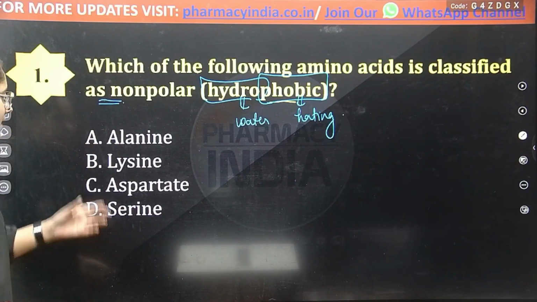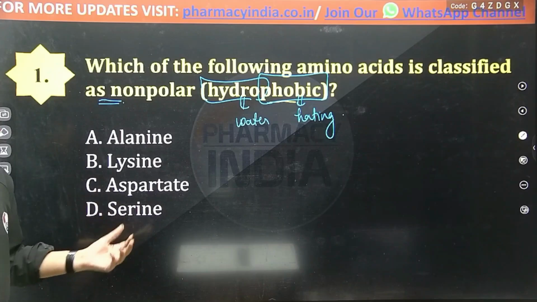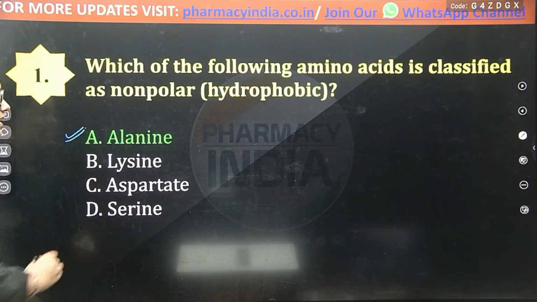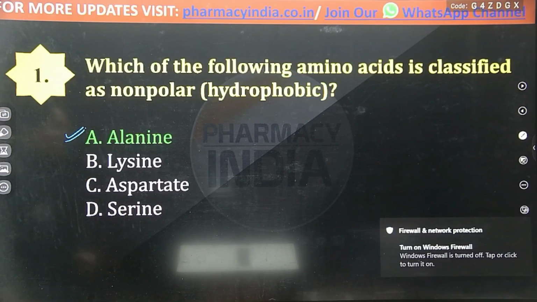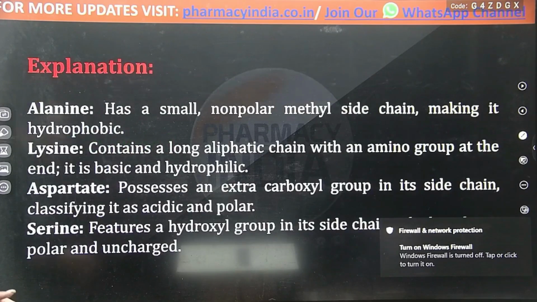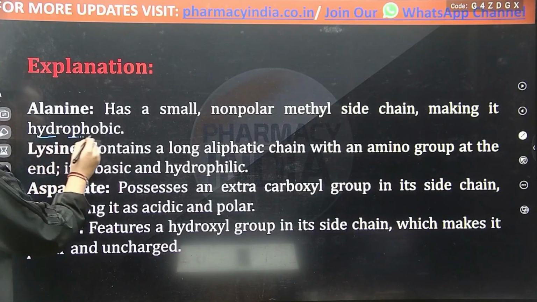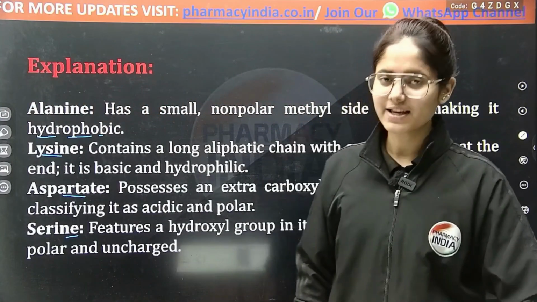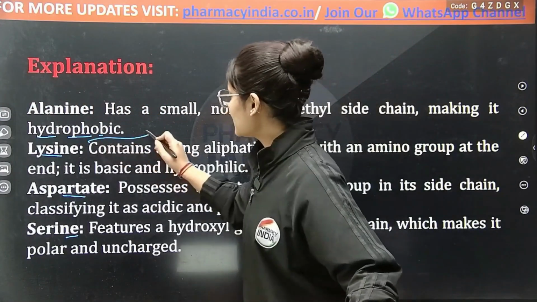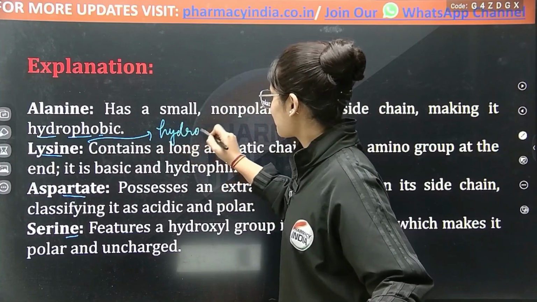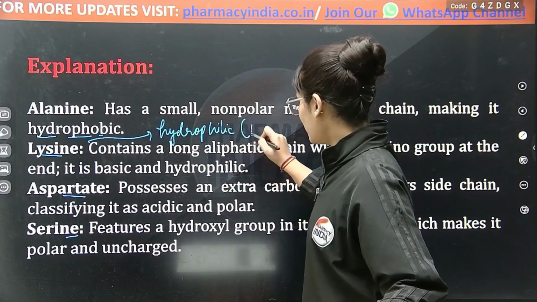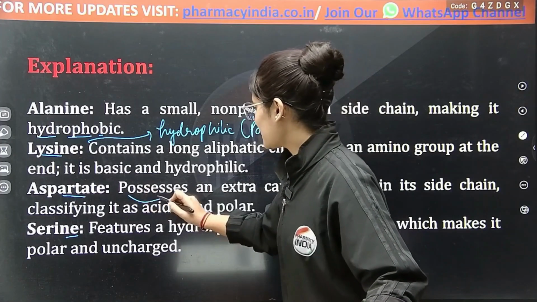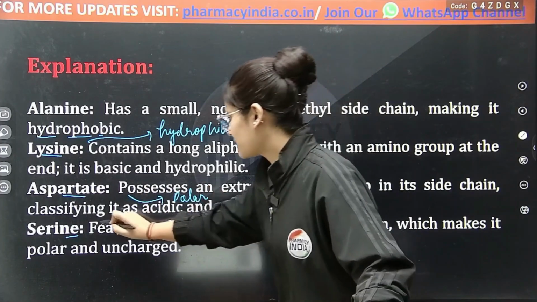Now your options are alanine, lysine, aspartate or serine. The correct option is alanine, which is totally non-polar, or you can say a hydrophobic amino acid. Alanine has a small non-polar methyl side chain making it hydrophobic. Lysine, aspartate and serine are polar amino acids, or you can say hydrophilic amino acids.